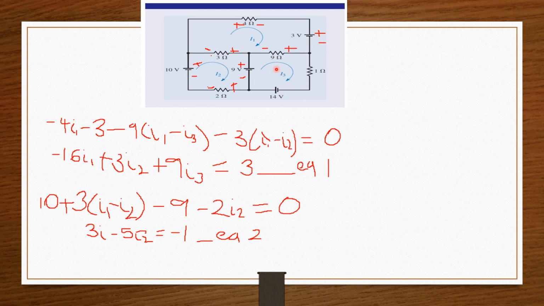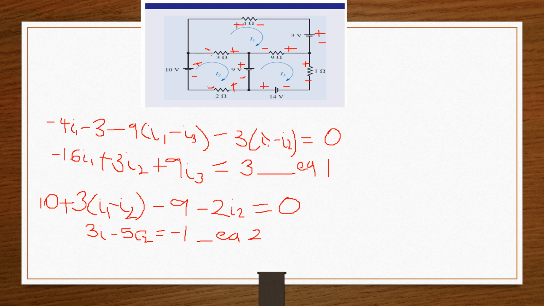So the current I3 is moving in a clockwise direction. So here will be positive. It will enter the 1 ohm resistor from the positive side to the negative side. Then this voltage source here, as we know, will be negative here and then positive over there.